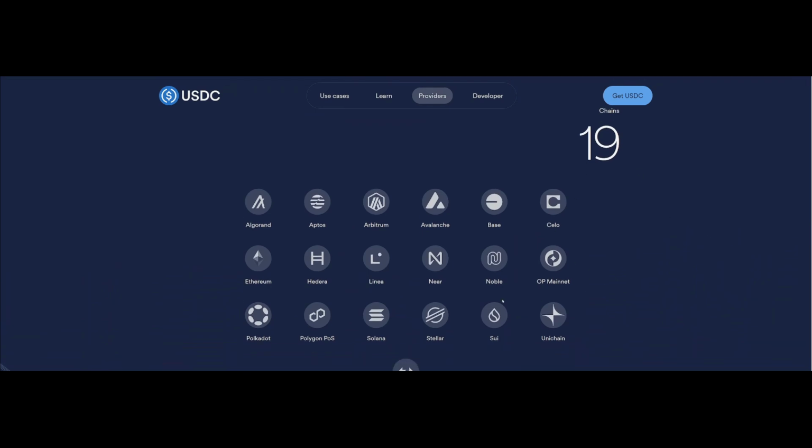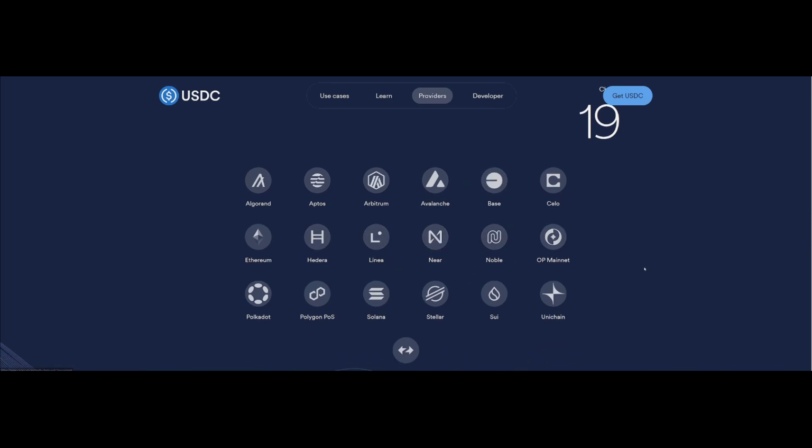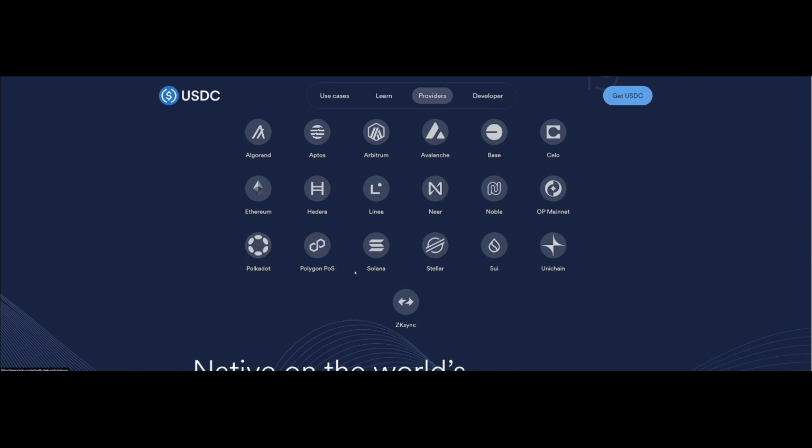It's on 19 chains. It's on the Algorand chain, the Aptos chain, Arbitrum, Avalanche, Base, CeLo, Ethereum, Hedera, Linea, Near, Noble, Hop, Mainnet, Polkadot, Polygon, Solana, Stellar. It's not on XRP though. Sui, Unichain, and ZK Sync. Not that XRP needs it. Ripple is for corporations and institutions, more or less institutions and countries. So this isn't necessary for them. They use RLUSD, which is basically institutions and corporations doing business. It's above us. It's really not for us. Stuff for us is Stellar, Solana.